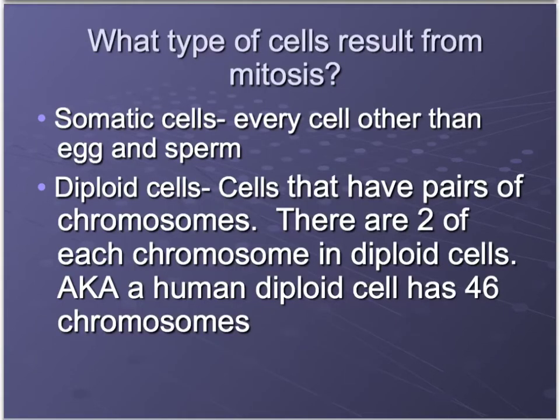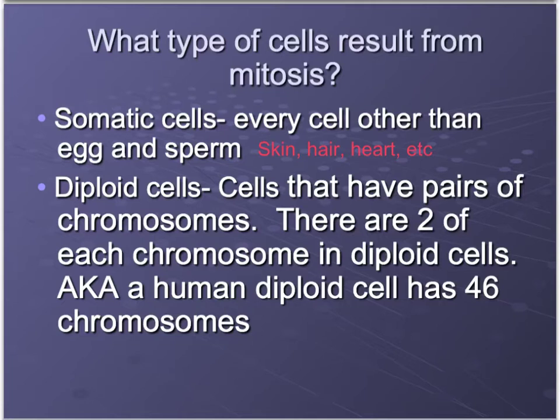To answer question 3, we have to remember that somatic cells, which are the type of cells made by mitosis, are every other cell in your body other than egg or sperm. Examples of somatic cells could be skin cells, hair cells, heart cells, etc. Question 3 asks what a diploid cell is, and diploid cells are cells that have pairs of chromosomes. There are 2 of each chromosome in a diploid cell, aka in human diploid cells, there are 46 chromosomes.